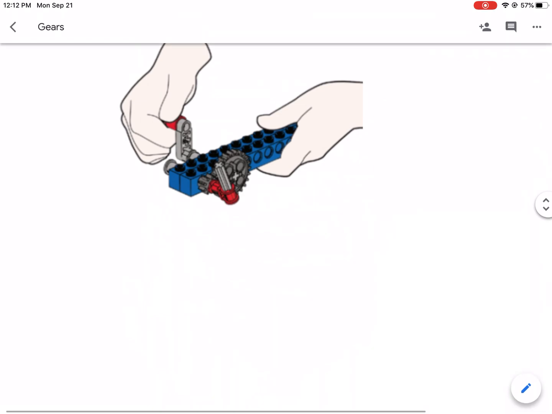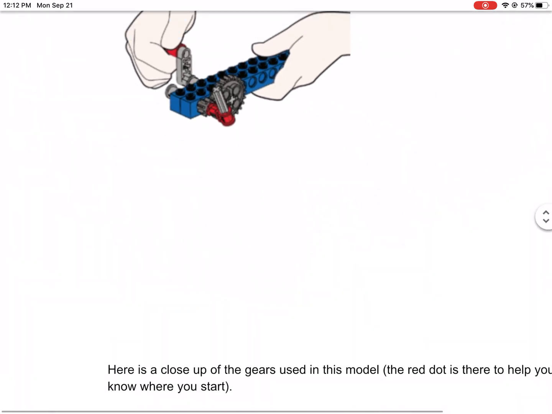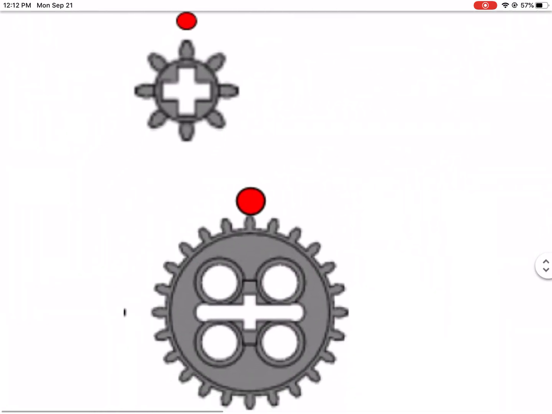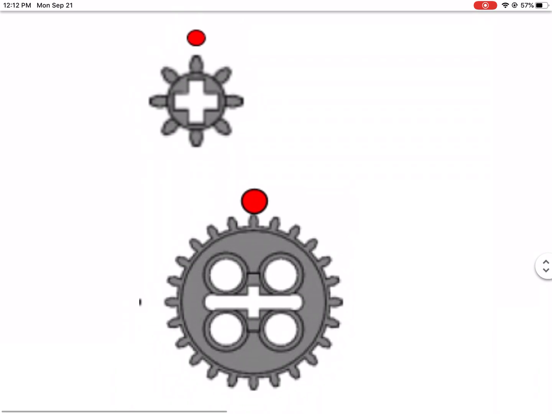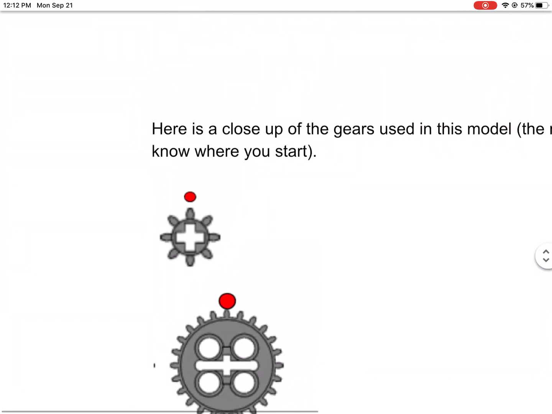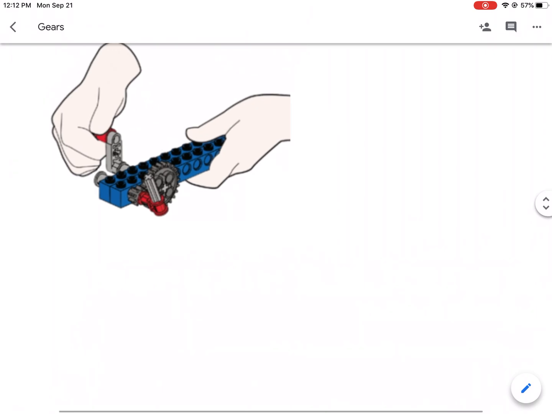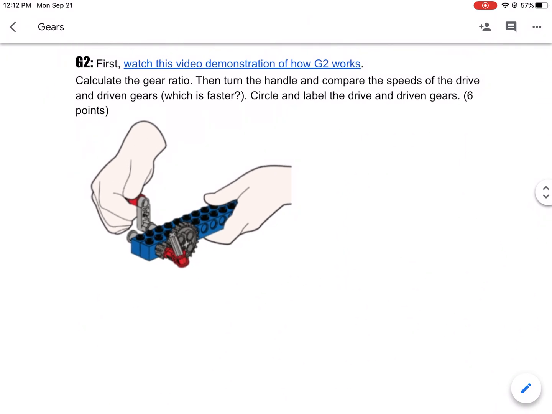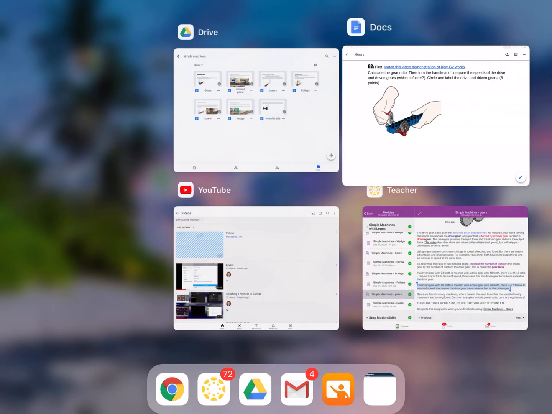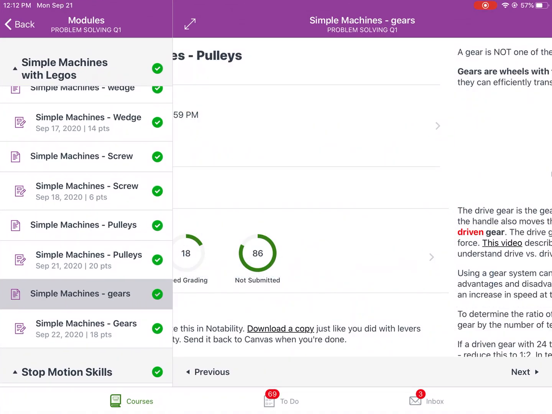So if there are 2 different gears, I will give you the close-up of both of them so that you can count. Make sure you keep the numbers in the correct order. Just remember, driven to drive.